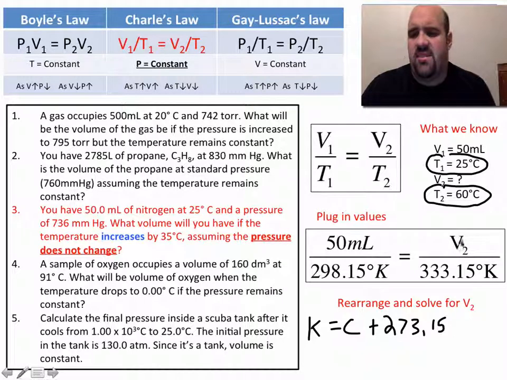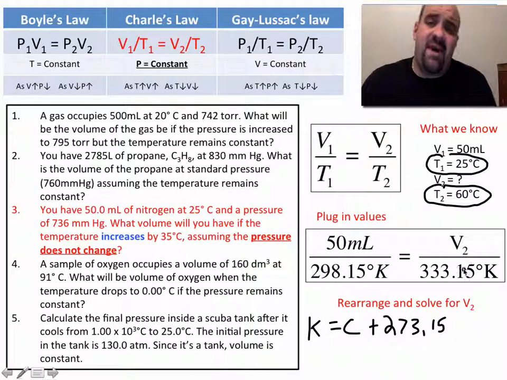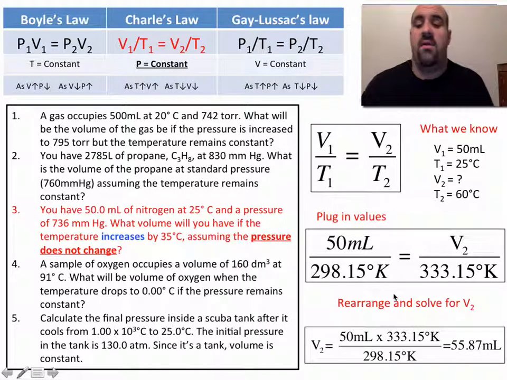And again, we just solve for V2. You just need to get rid of this because you want V2 all by itself. So you're going to essentially multiply this side by 333.15. If you multiply that side by 333.15, you have to multiply the other side by 333.15. And when you do that, you end up with 55.87 milliliters.